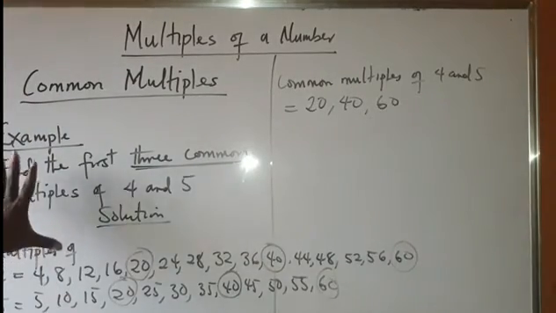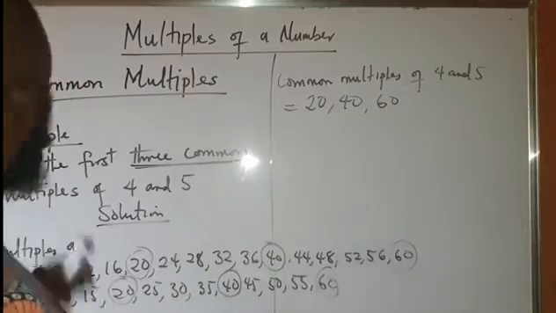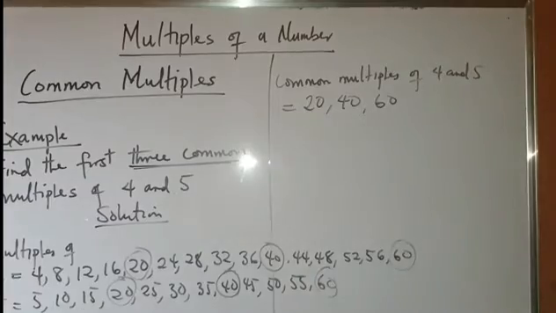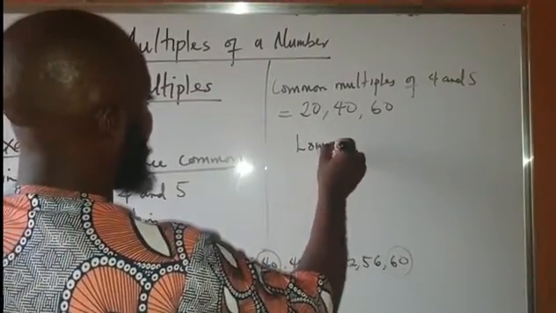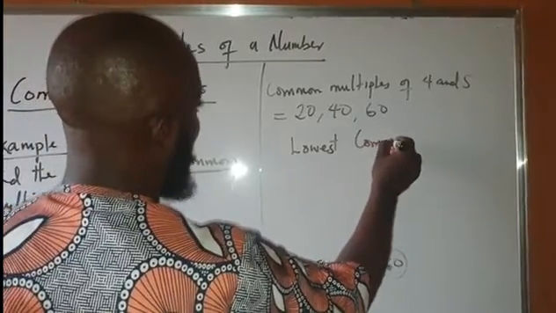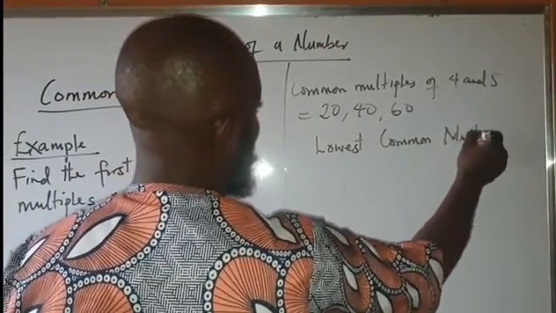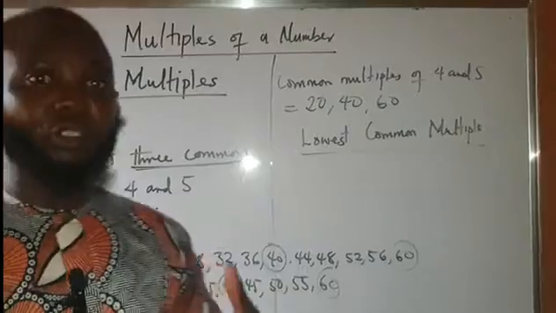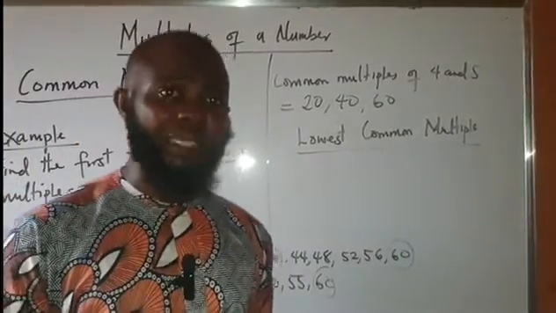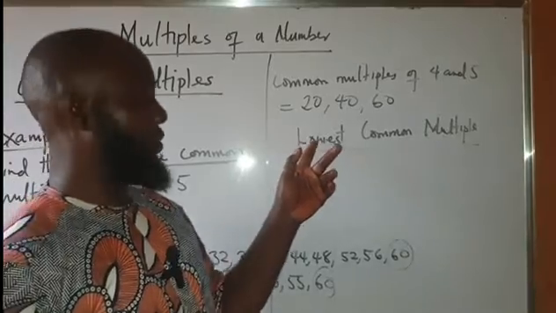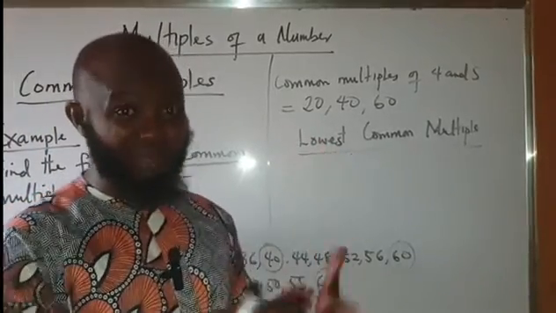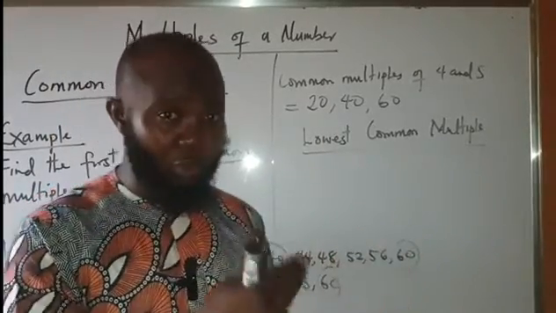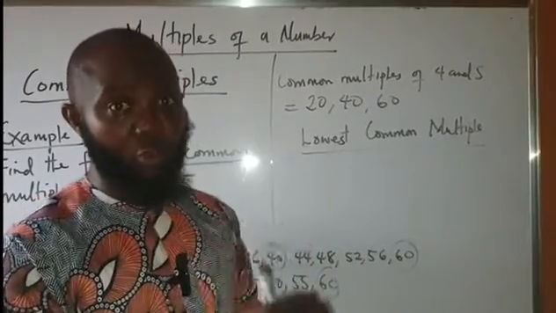I hope this is clear. So this is how to find common multiples. Now, just to use a stone to kill two birds, from here we can get our lowest common multiple. That is, out of the common multiples we have between two numbers, which one is the lowest? Which one is the least? That's why sometimes you see in some textbooks they write least. That's the minimum or lowest. So the smallest common multiple, lowest common multiple, or least common multiple.